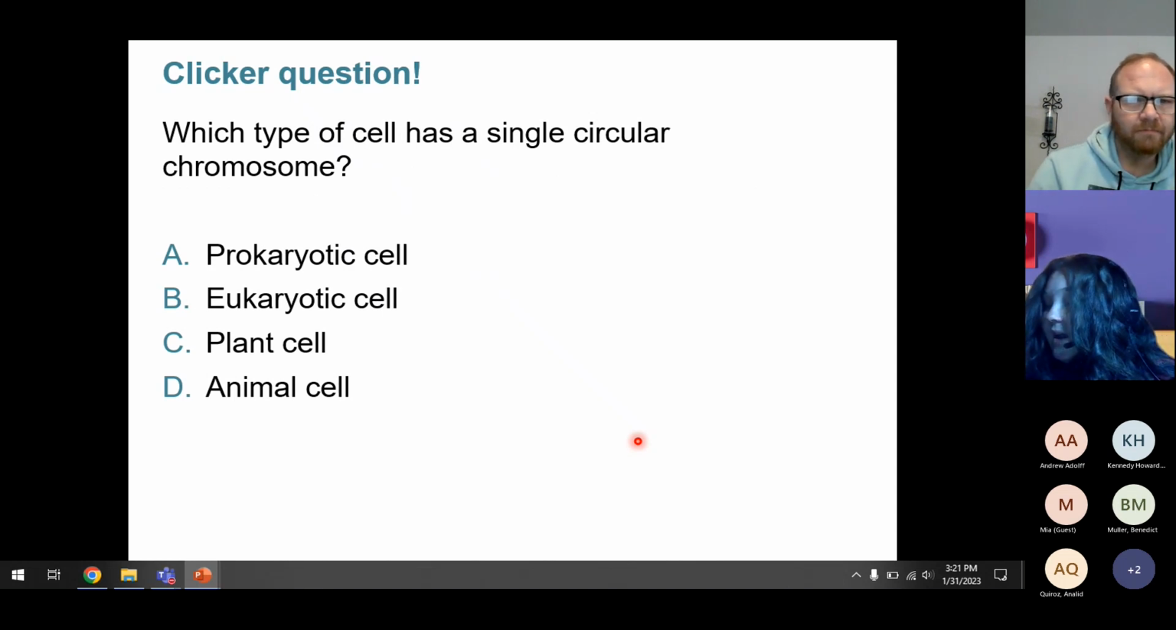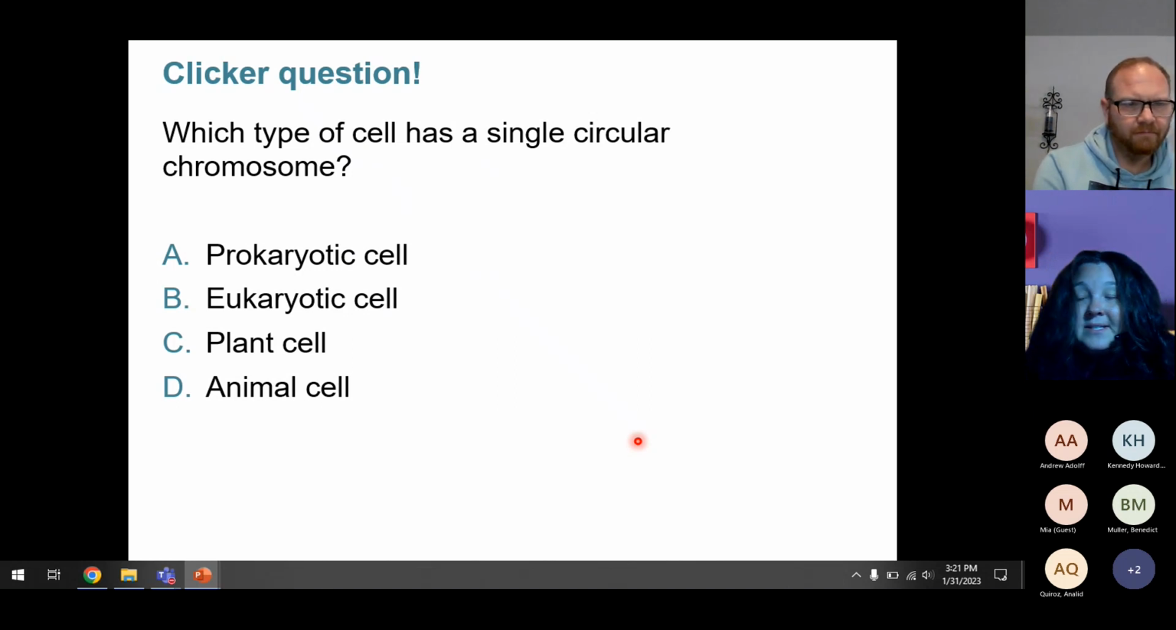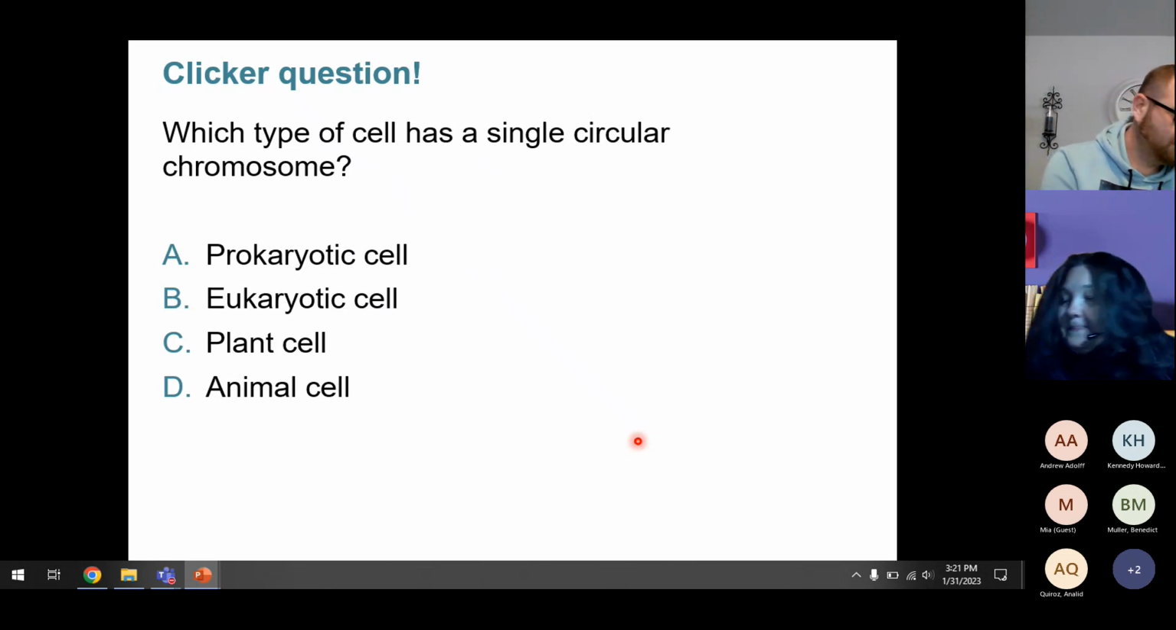Here is another one. It's the same question phrased differently. Let's see how many people get it.